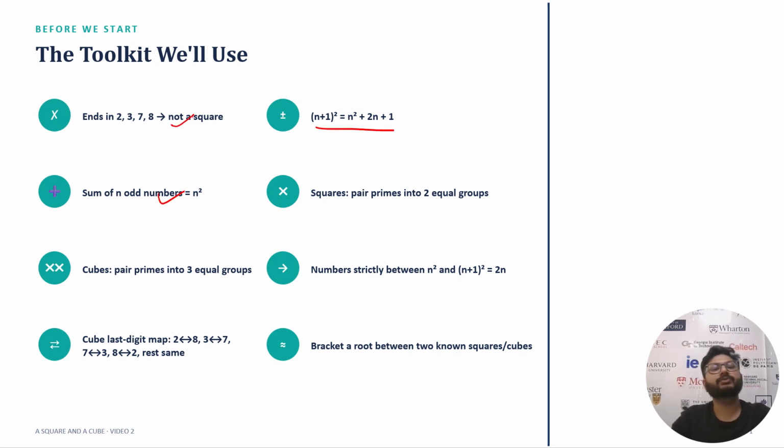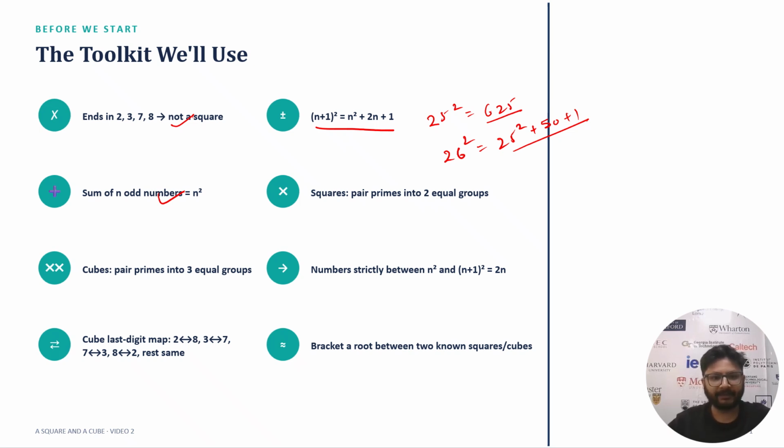The next one: n plus 1 whole square is equal to n square plus 2n plus 1. This will help us in finding the squares of numbers for which the preceding square is already known. For example, if I already know the square of 25 is 625, now I can calculate the square of 26, which is equal to 25 square plus 2 times 25, that is 50, plus 1. I just have to do the addition of these.